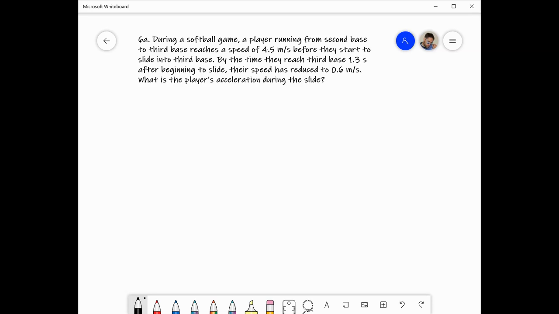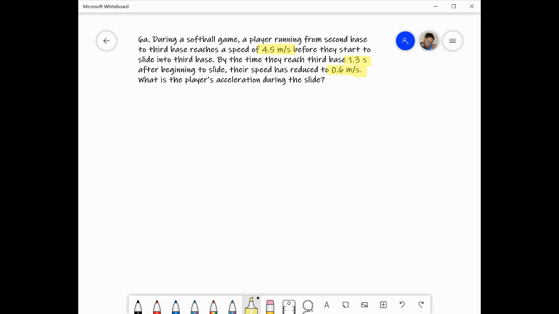This is the problem that I'd like to look at with you here, and it reads as follows. I'm actually going to grab my highlighter here just so I can highlight things that might be of use to us as I read. This one says, during a softball game, a player running from second base to third base reaches a speed of 4.5 meters per second. They start to slide into third base. By the time they reach third base, 1.3 seconds after beginning the slide, their speed has reduced to 0.6 meters per second. What is the player's acceleration during the slide?